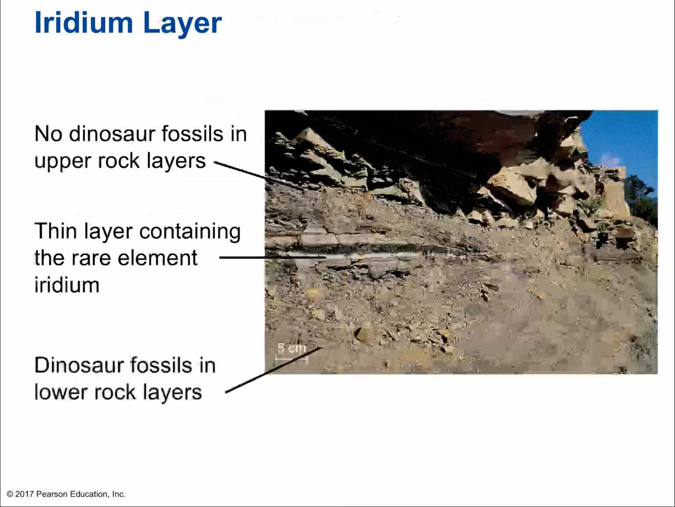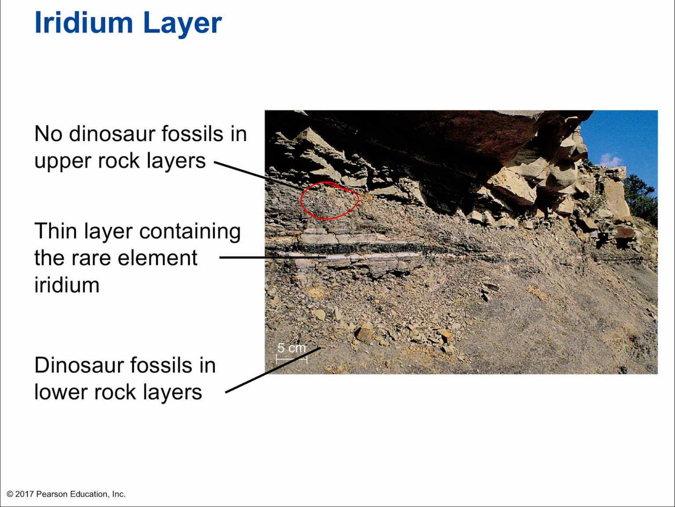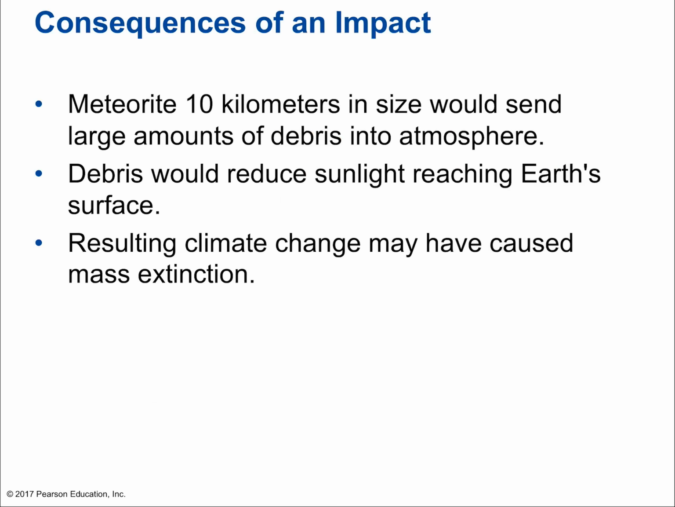So here we have the idea: no dinosaur fossils above the layer. Here's the rare element, the iridium layer, and this is where all the dinosaur fossils are. And this isn't just one place on Earth. You can look at anywhere where dinosaur fossils are found and find this type of division. The meteorite that would have done this would have had to be 10 kilometers across, so huge.